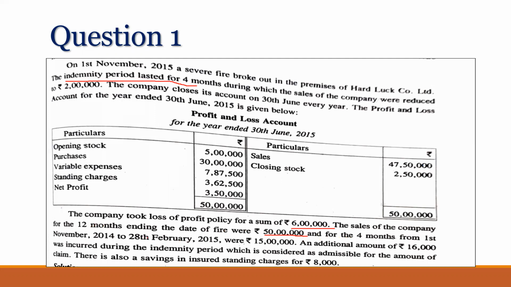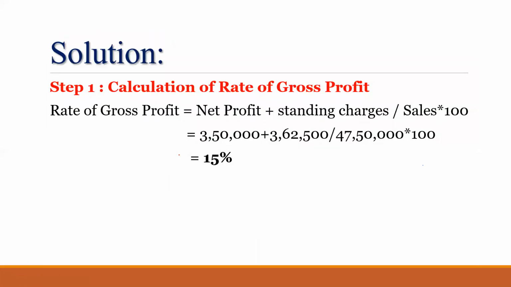fire. An additional amount of 16,000 was incurred during the indemnity period, which is considered as admissible for the amount of claim. So this is the admissible amount of expenses that we have seen in the calculation. And also we have the savings in insured standing charges of 8,000 rupees. So this is also directly given. So now let's start with the solution.